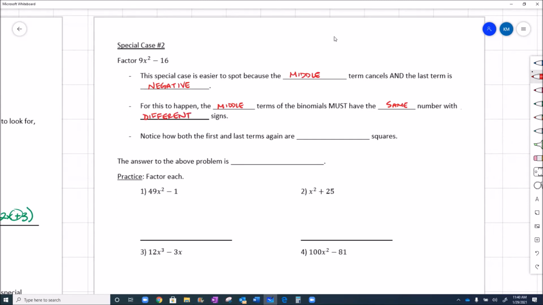Notice how the first and last terms are, again, perfect squares. The answer to the problem above is 3x plus 4 times 3x minus 4, because the square root of 9x squared is 3x, the square root of 16 is 4, and the signs are positive and negative. So these are a lot easier to catch. Let's go down.